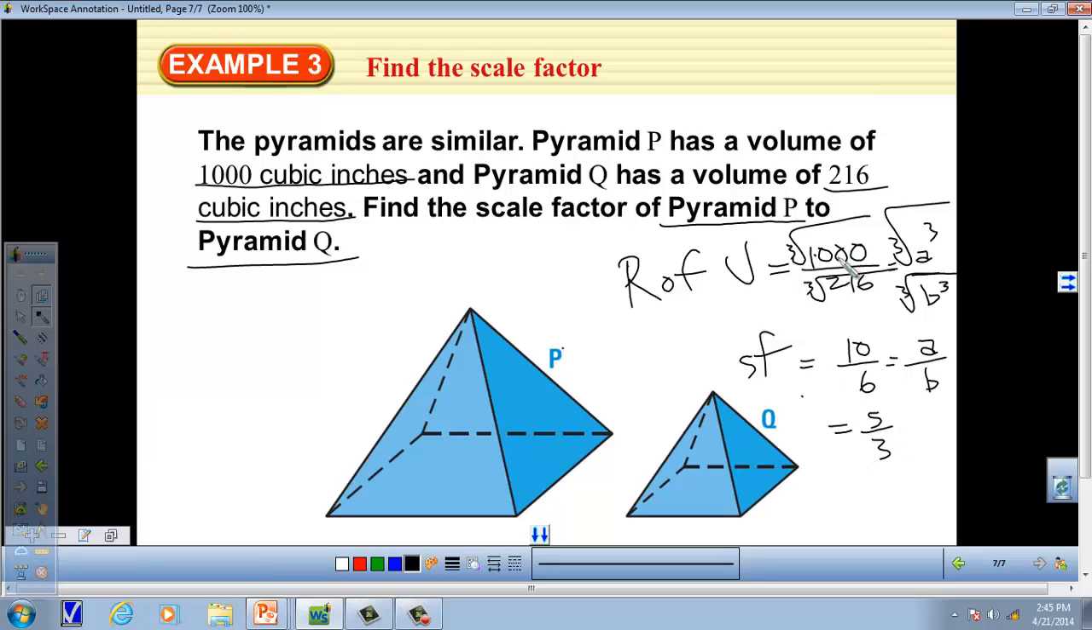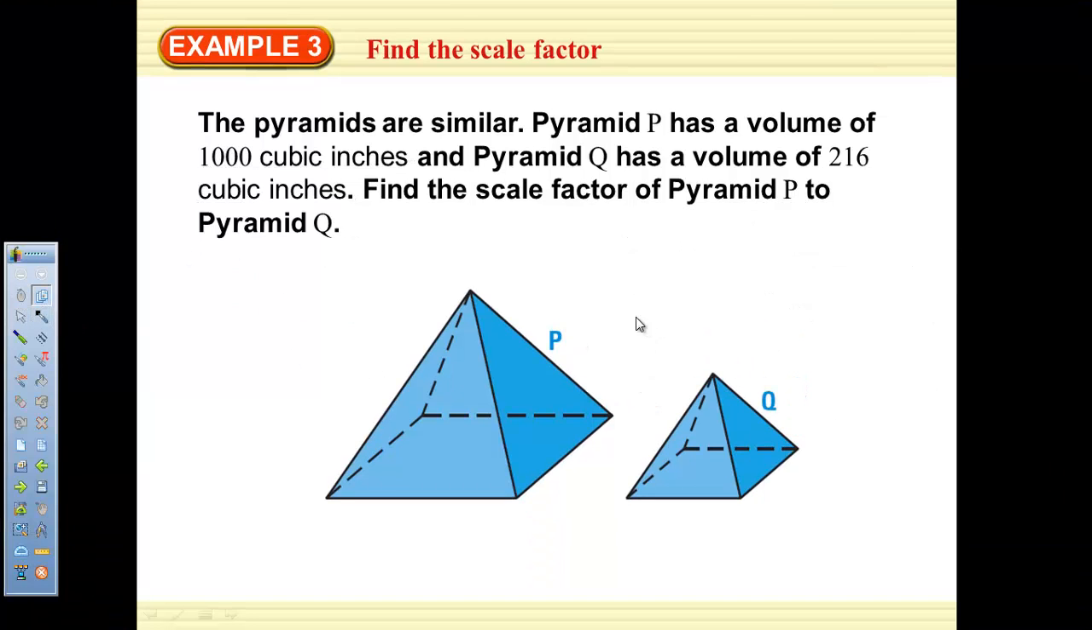We could have also, by the way, simplified here first. It doesn't matter. I just recognized those were perfect cubes, so I went and did it first. They may do it slightly different, but it works either way.